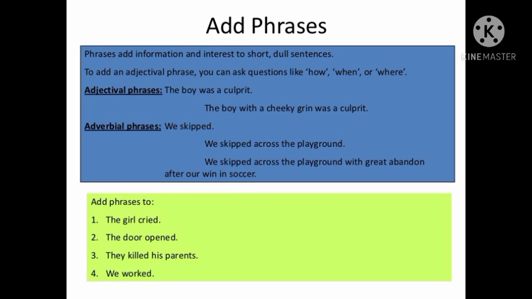Add phrases to make your writing more interesting. Phrases add information and interest to short, dull sentences. To add an adjectival phrase, you can ask questions like how, when, or where. Here is an example. The plain sentence is, the boy was a culprit. And if you add an adjectival phrase, you can say, the boy with a cheeky grin was a culprit. Another example is adverbial phrase. We skipped. Now, the other way to say the same thing is, we skipped across the playground. Or, we skipped across the playground with great abandon after our win in soccer.